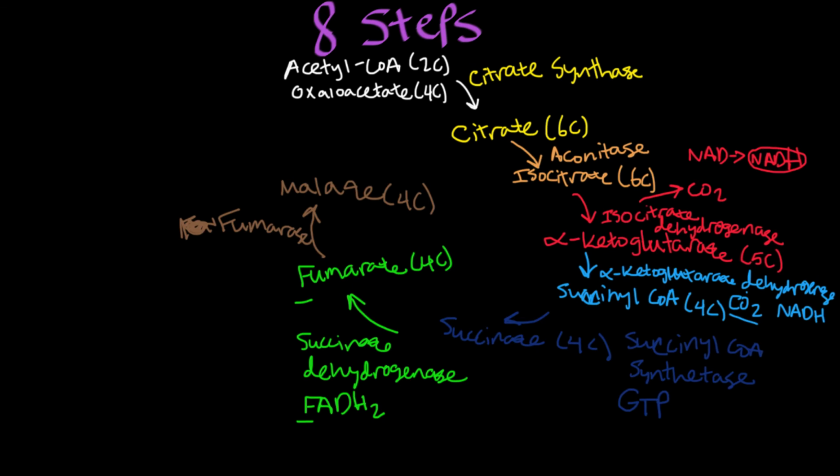Now in our last and final step, we're going to see malate going back to oxaloacetate, catalyzed by malate dehydrogenase. Sorry for the spelling there. So we have the 4 carbons back to 4 carbons, so we don't lose any more CO2, but in this step, we are going to have an oxidation. So we have an NADH that is produced.